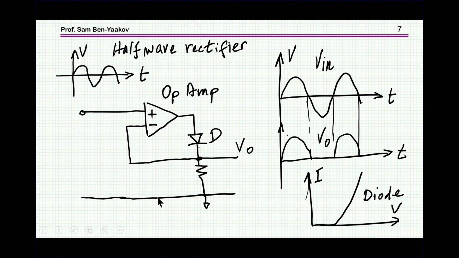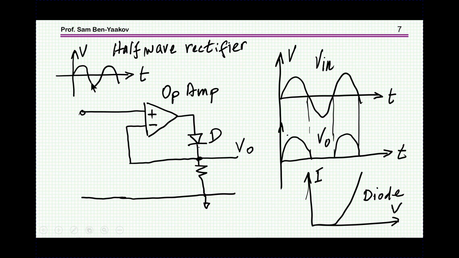Now, the idea of a precision rectifier is to build such a circuit that the behavior of the diode will not affect the output. And here is a very simple example. This is the simplest precision rectifier. You have an operational amplifier, you have a diode, and the feedback is coming here from here.